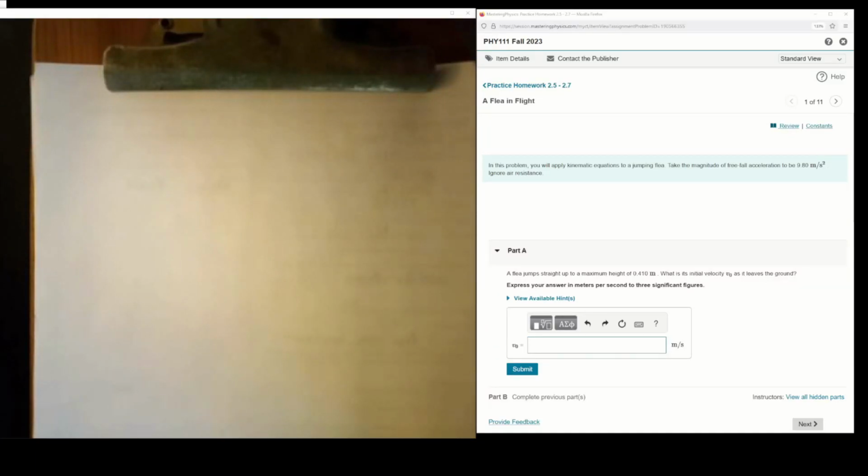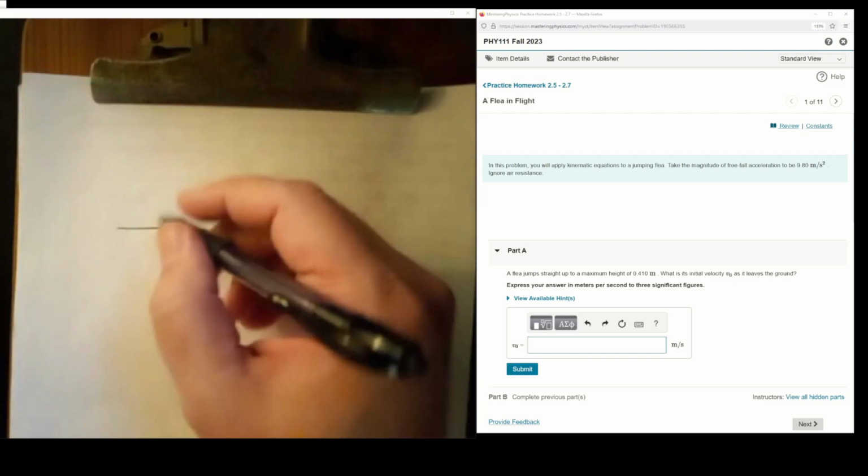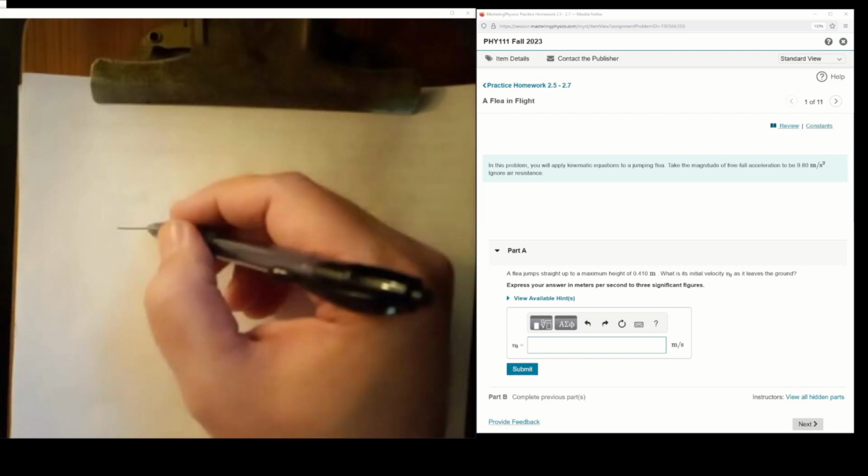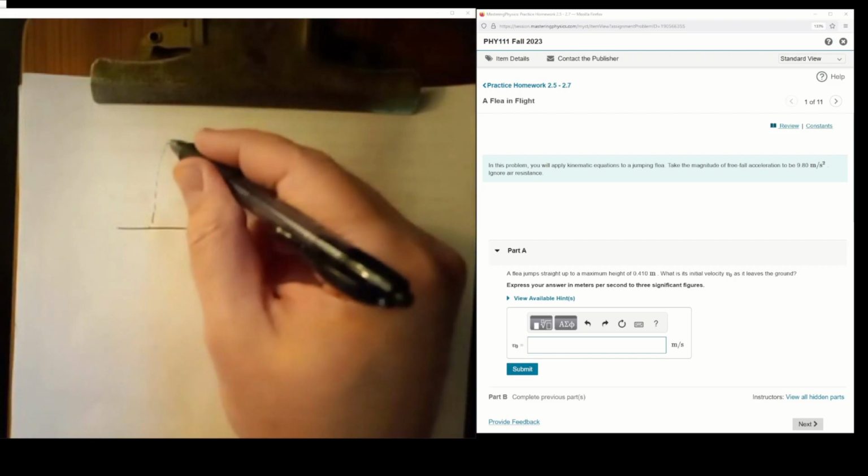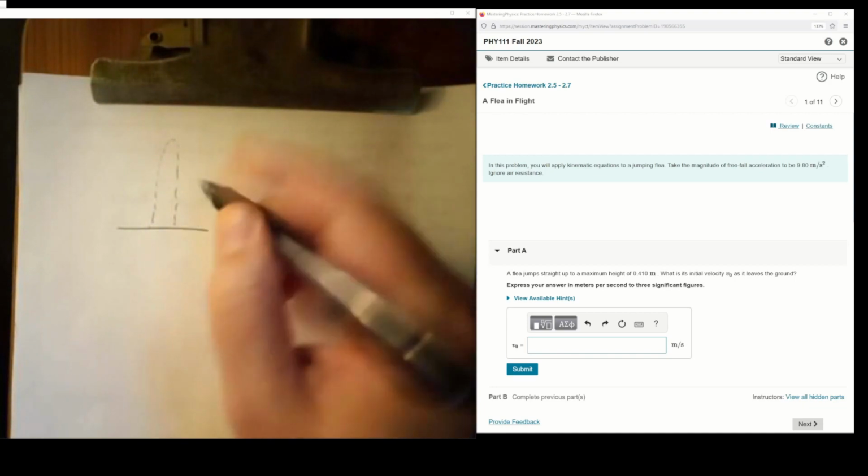So let's check out the practice homework. And the first one, a flea in flight. And just looking at the problem, you had a flea jumping straight up. So everything in the y direction. So it's going to jump straight up and going to come down.